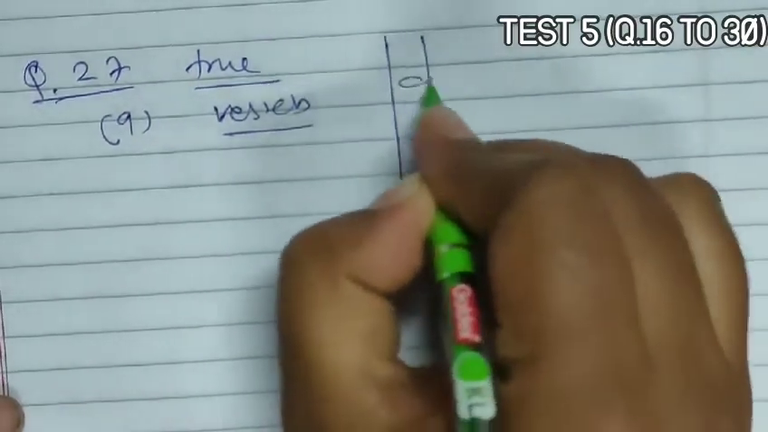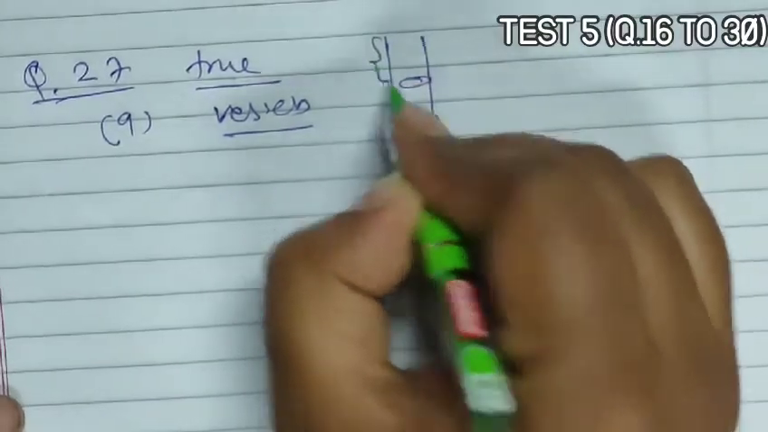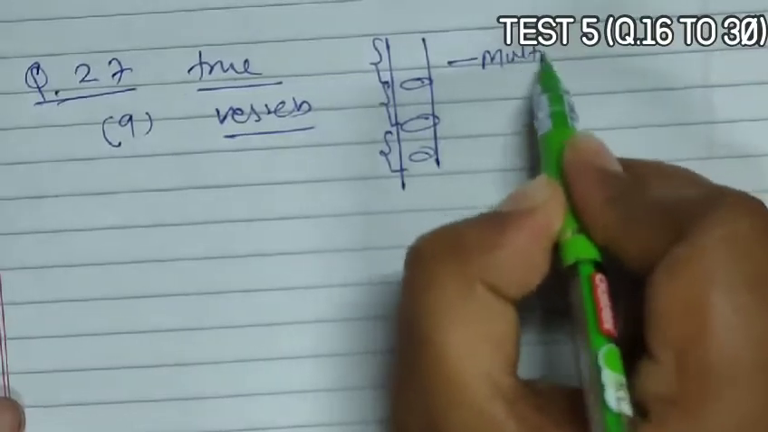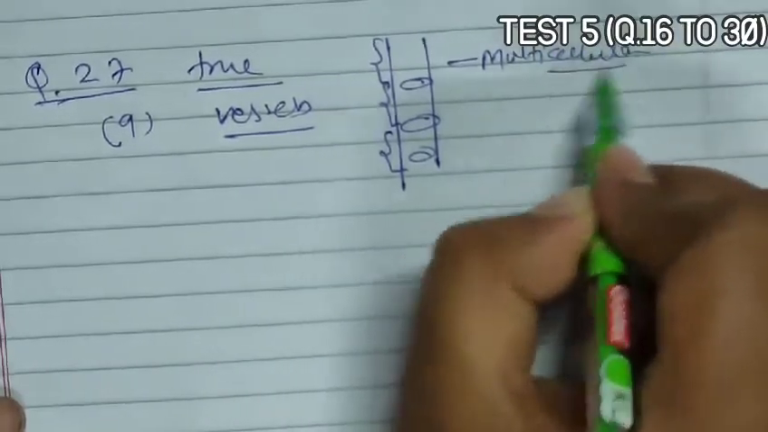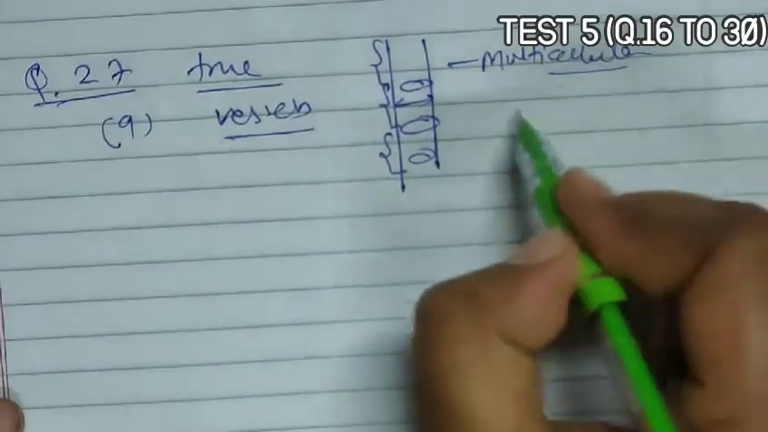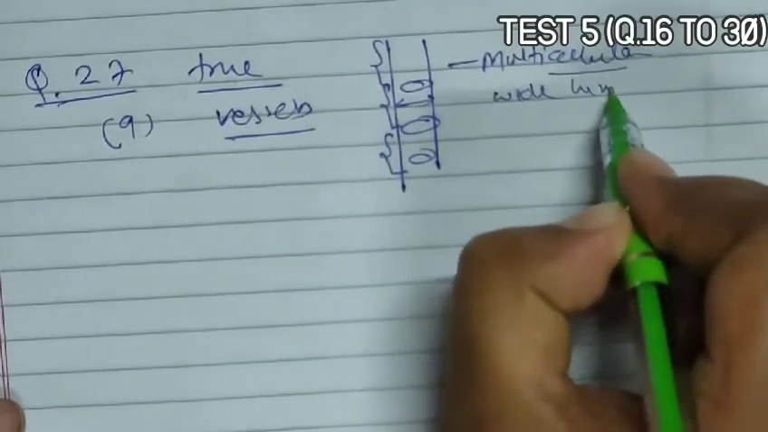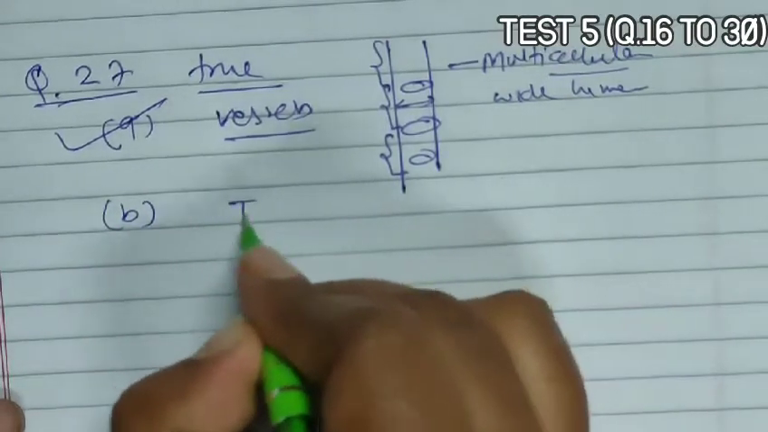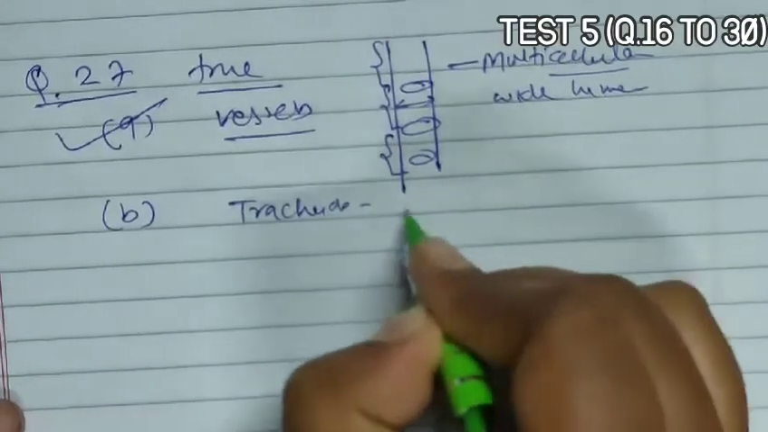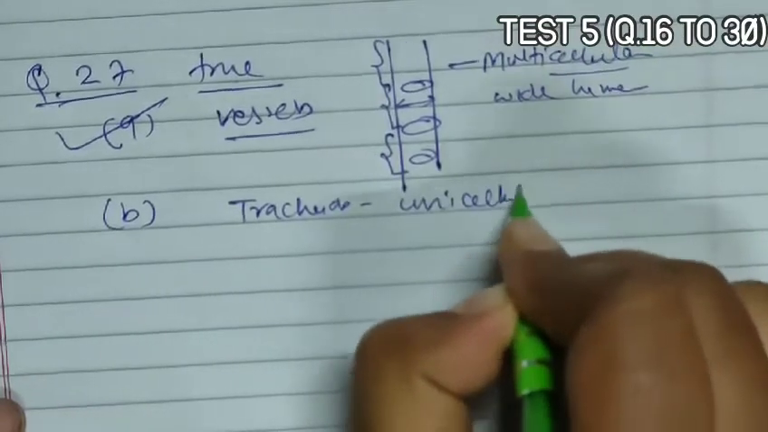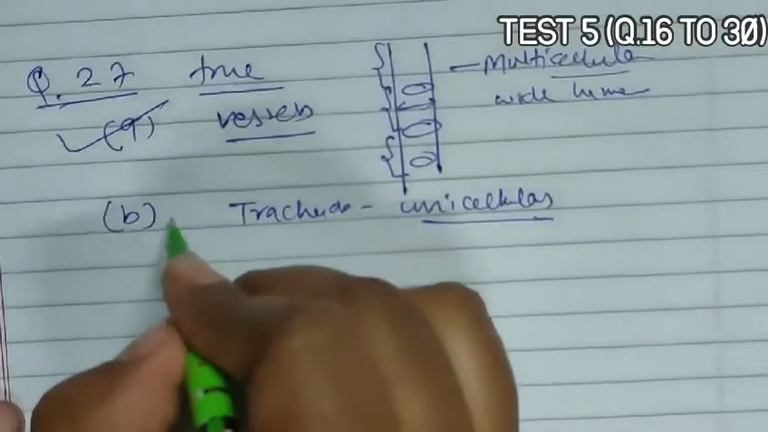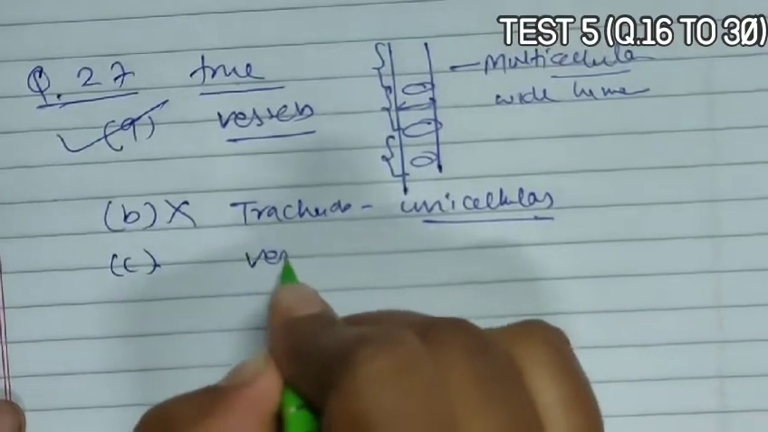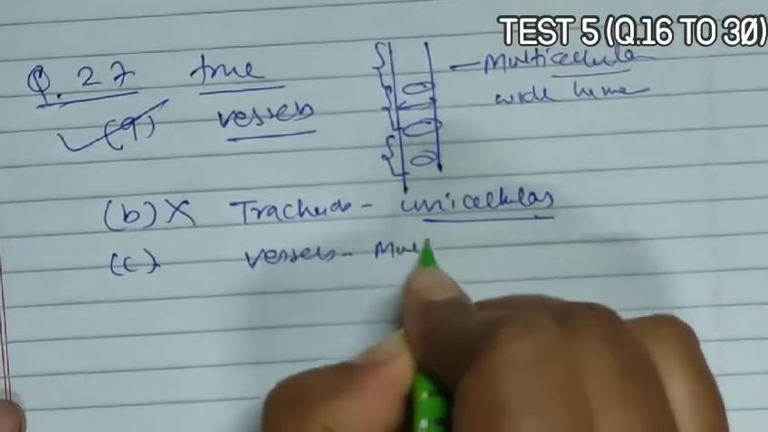Question 27 asks which of the following statements is true. We have to identify a true statement. Option A is vessels are multicellular and with wide lumen. Yes, vessels are made up of several vessel elements. This is one vessel element, this is another vessel element, due to which they become multicellular, and they have a wide lumen. So this is the correct statement.